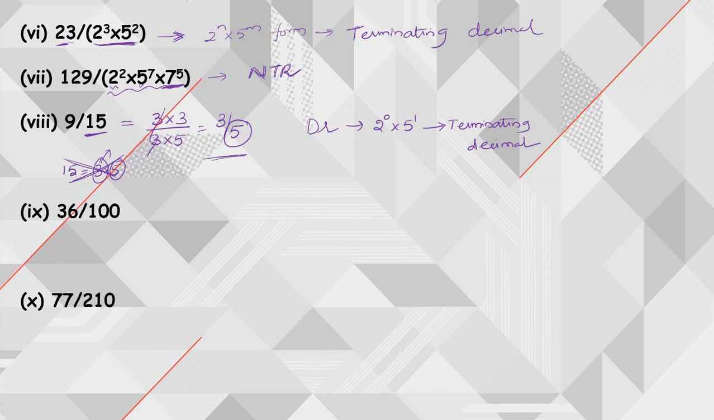Next 36 by 100. So 36 is nothing but 6 square. So 6 square means 2 square into 3 square divided by 100, which is 2 square into 5 square. So 2 square gets cancelled. So this is 3 square by 5 square. Now if you observe the denominator, it is in the form of 2 power 0 into 5 power 2. Hence it is a terminating decimal.